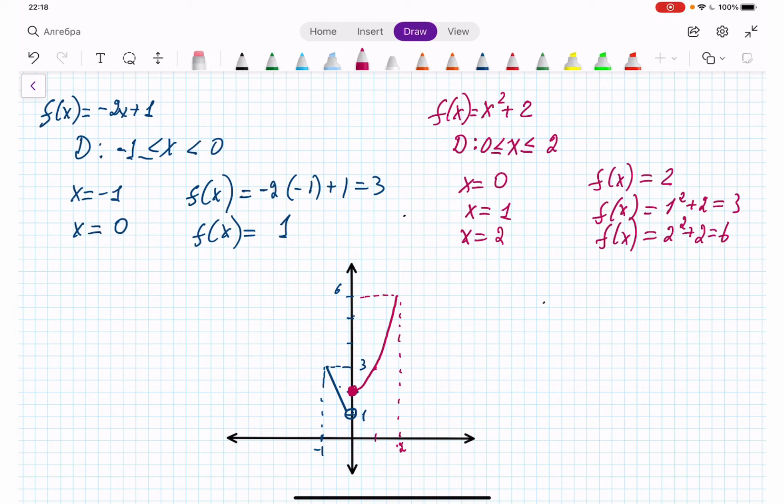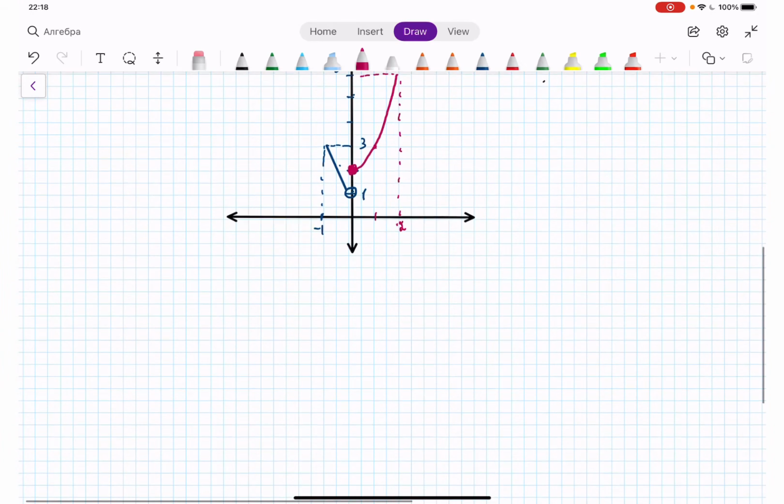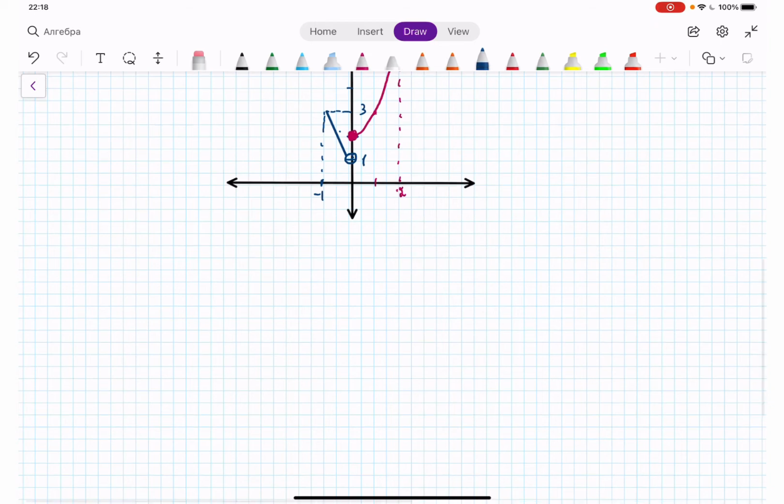Okay, let's do another example. Let's do a function with 3 pieces. Evaluate the following piecewise defined function. So we have negative x plus 1, which is defined all the way less than negative 1.